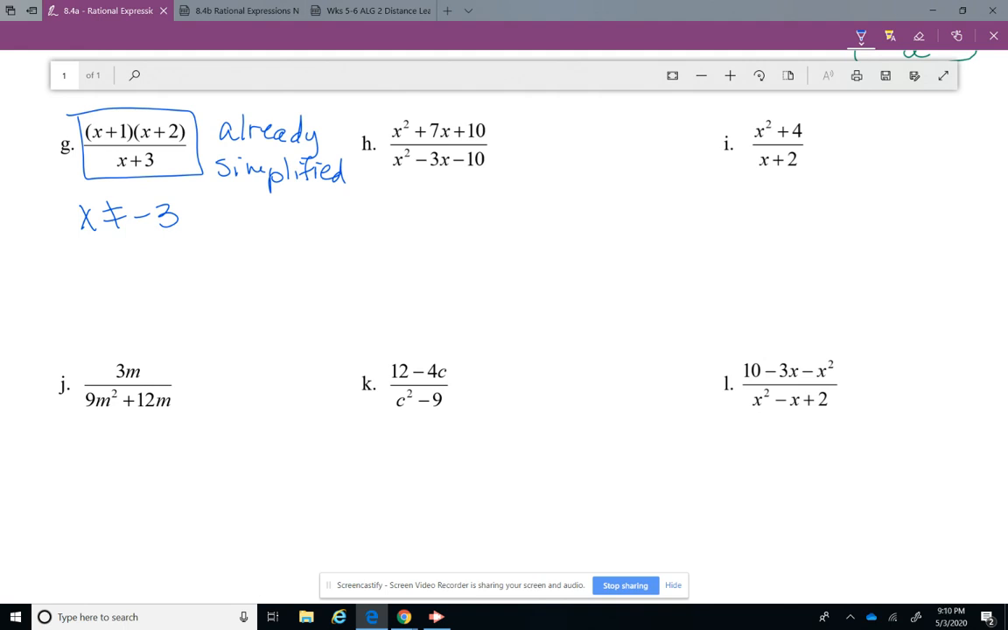All right, let's look at the second one in this row, h. We're going to factor, so you have to remember a little bit about factoring. Let's look at the first one. You want to think of two numbers that when multiplied give you 10, and that when added give you 7. So we know we're going to have an x and a 5 and a 2. And since they're both plus signs, these are both plus signs. All right, so that was pretty easy.